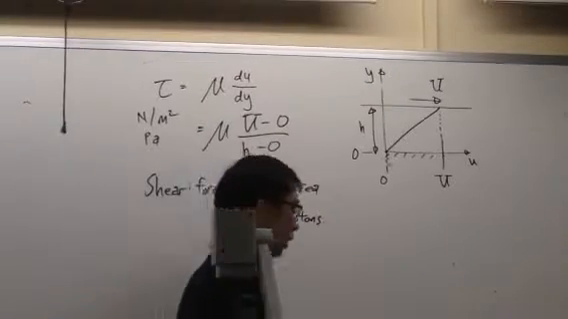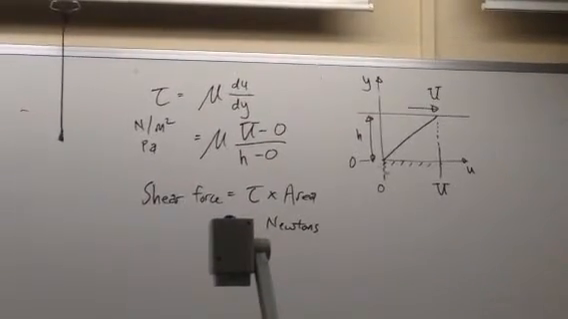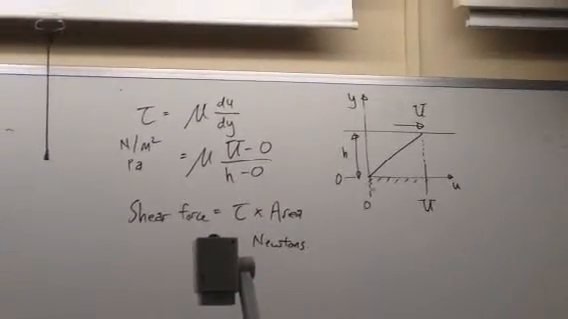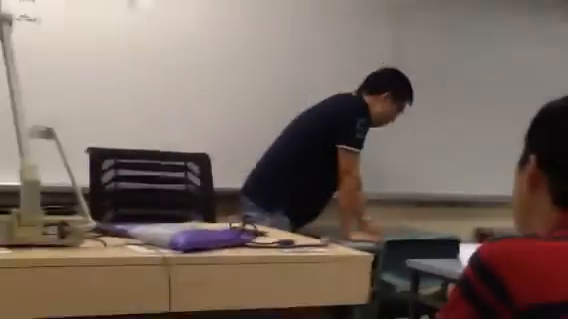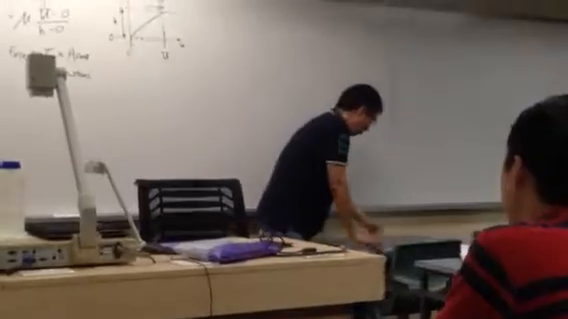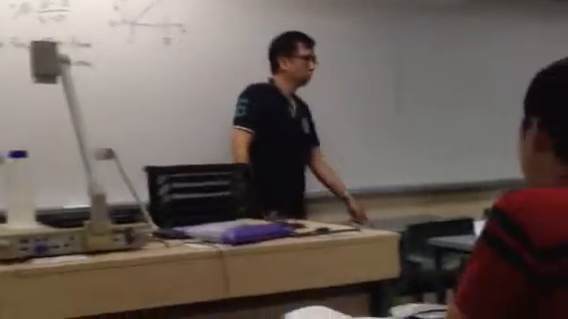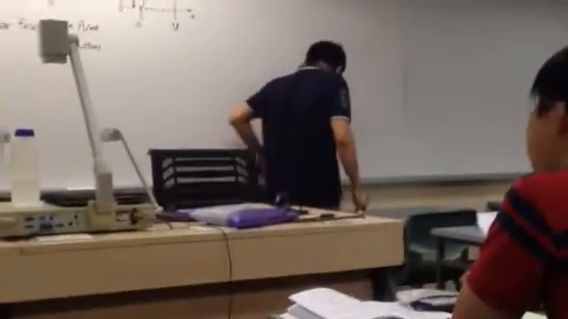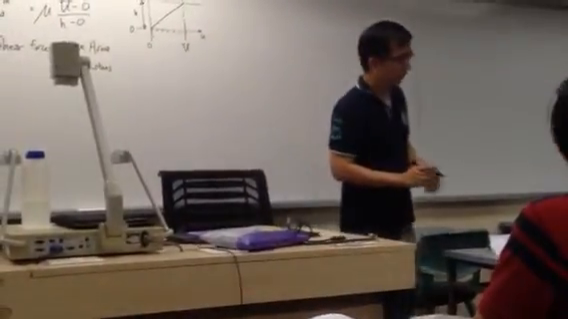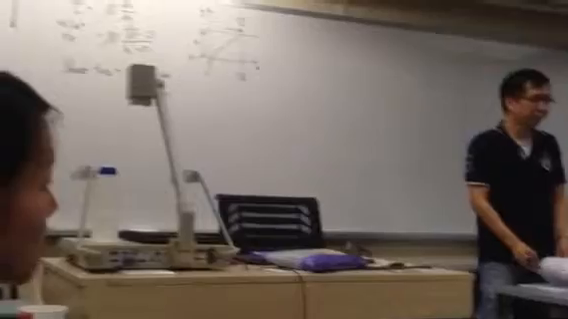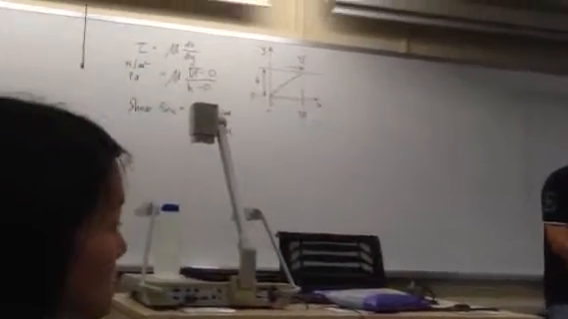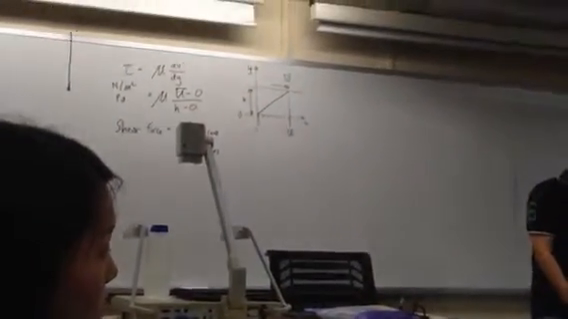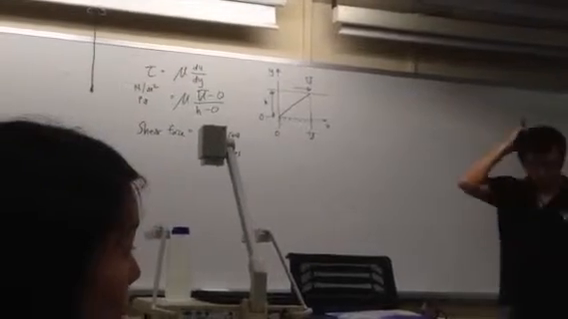This is the shear force acting on, let's say I want to talk about the shear force acting on this table. So I have a flow going along this table. So the table will experience the shear force. Then multiply by the area of the table. Shear stress times this area will get a shear force. Next, we talk about pressure.